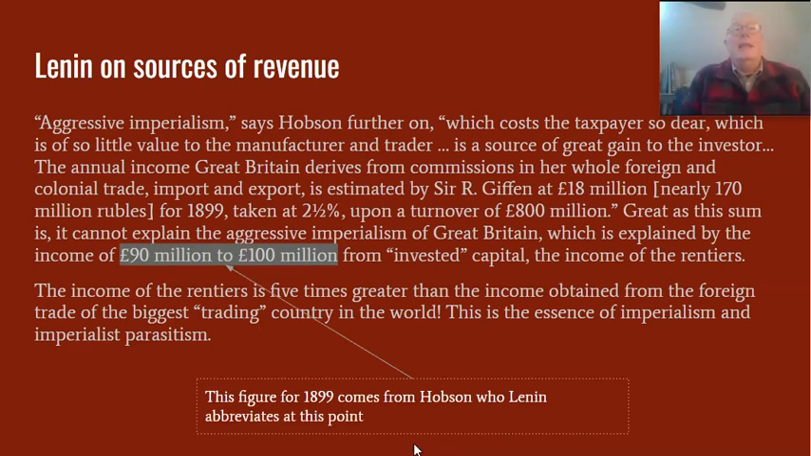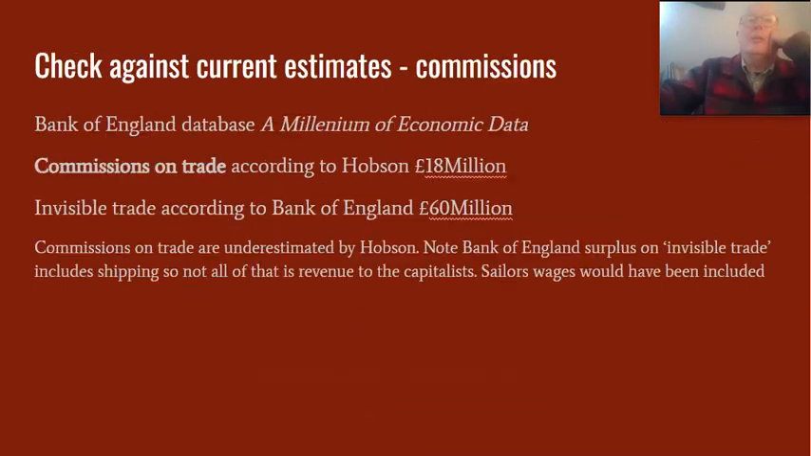And the 90 to 100 million figure comes from Hobson. This whole passage from Lenin is a mixture of quotation from Hobson and abbreviation of what Hobson actually says. So the parts which are not in quotation marks are actually abbreviations of a passage from Hobson.